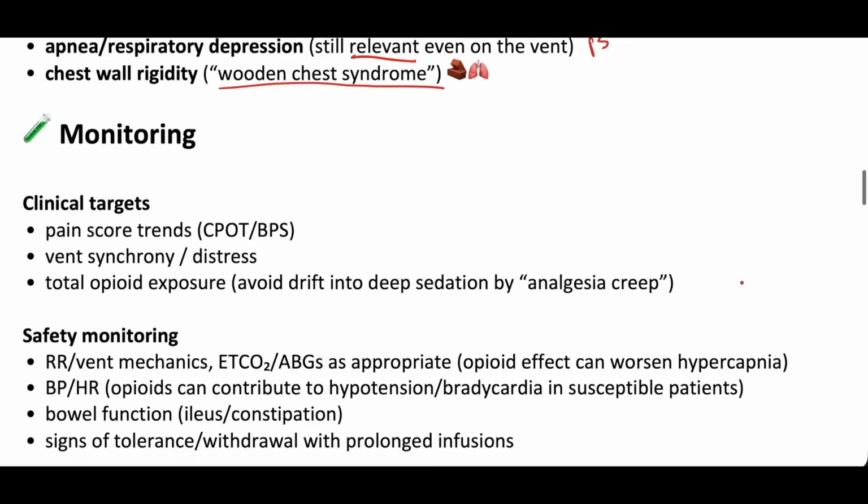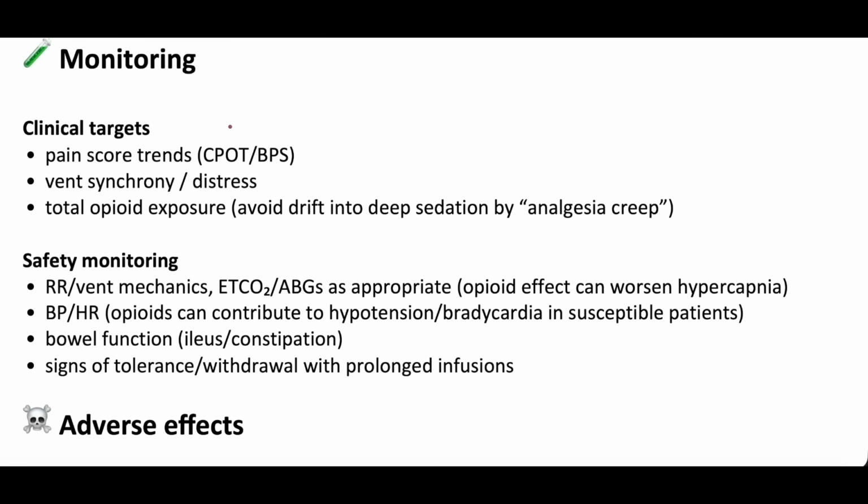Okay, monitoring clinical targets. We kind of already talked about this, right? Your clinical targets when you're monitoring fentanyl dosing is going to be your pain scores. CPOT's a big one. BPS is used in some patients as well. Total opiate exposure is important because these opiates, this fentanyl, we're targeting pain. So at times, some patients need sedation, and they're not in pain or their pain's well controlled, but sometimes we start cranking up the fentanyl for sedation rather than pain.